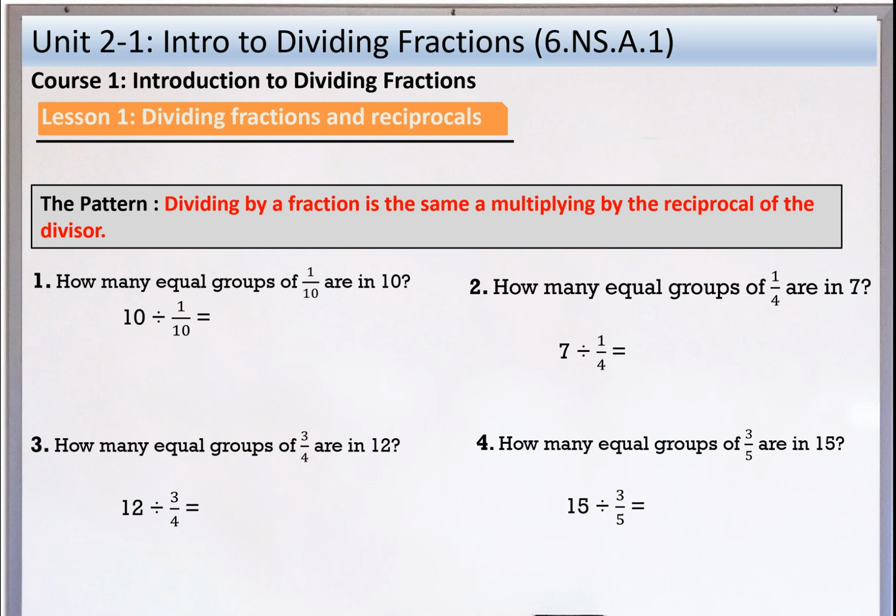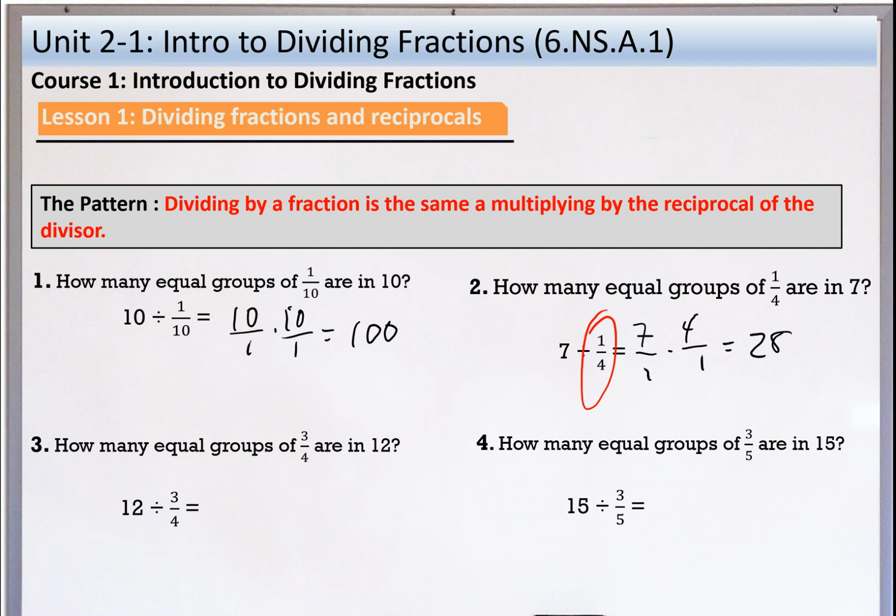Let's go ahead and apply that. Dividing by a fraction is the same as multiplying by the reciprocal of the divisor. So now we have 10 divided by 1/10. We're just going to multiply by the reciprocal of 1/10, and we get 100. Number 2, 7 divided by 1/4. How many groups of 1/4 are in 7? We simply multiply by the reciprocal of our divisor, and we get 28.